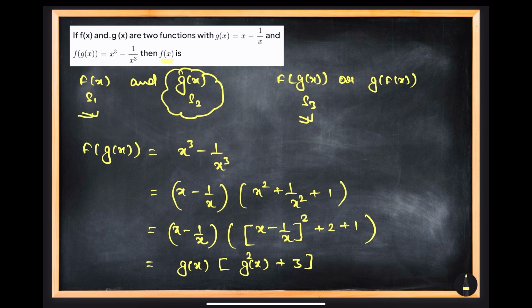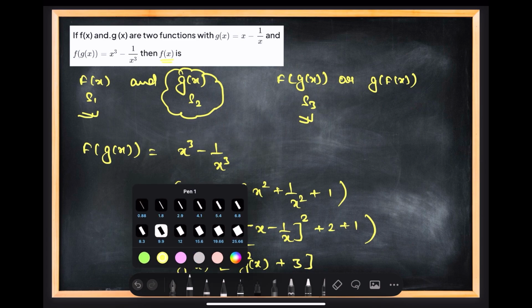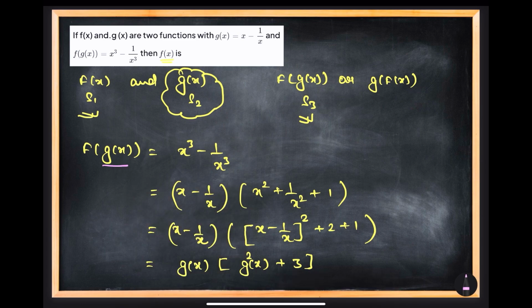Correct? So if we wish to find out f of x, don't you think that in place of g of x I should write x? So to calculate f of x, wherever I will find g of x, I will be replacing it with x. So x times x square plus 3. So we got x cube plus 3x. So the required result is x cube plus 3x. Therefore, we got the result.